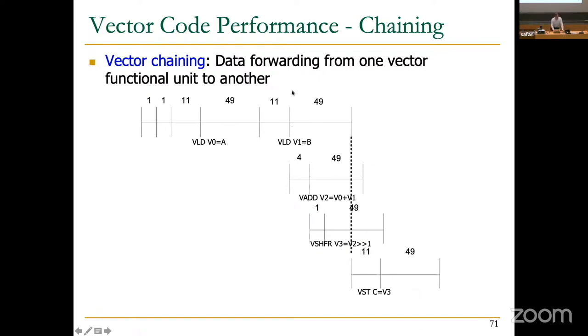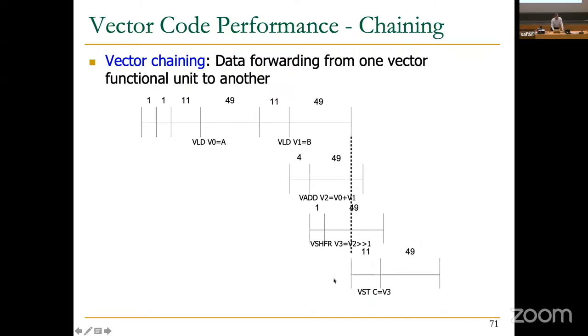Meaning, actually, after you get the first element of the second load, you can start this add, right? Because you have the first element of vector 1, you already had the first element of vector 0, you basically add them. And then in consecutive cycles, you get the second element, third element, fourth element, fifth element, up to the 50th element or 49th element, right? So basically, you overlap the latency. You start the vector add right after the first element comes. You start the vector shift right after the first element is produced by the vector add functional unit. And then you can potentially start the store instruction, first element, after the shift is done.